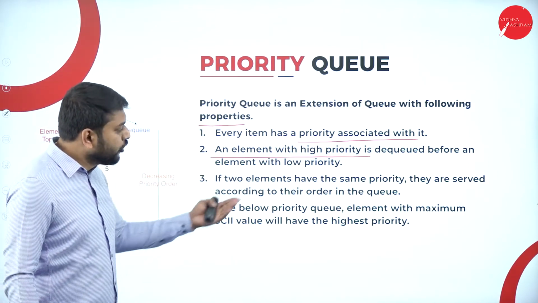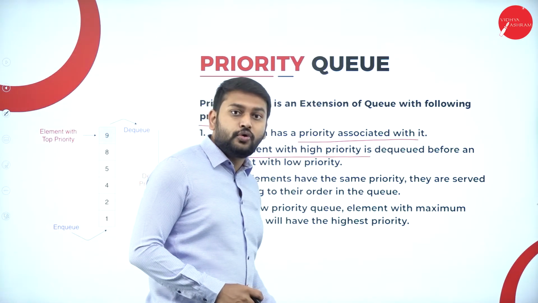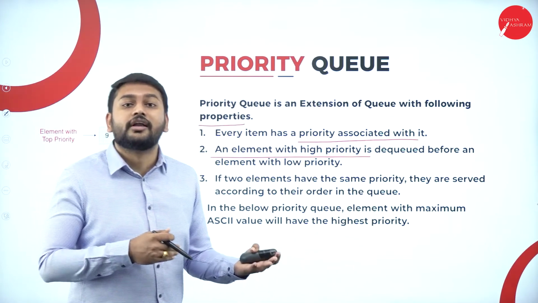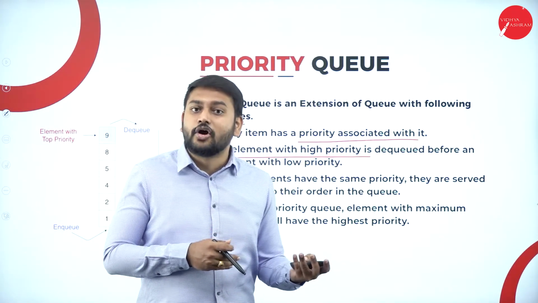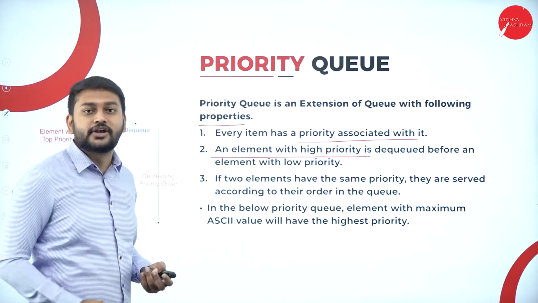Fine, if two elements have got the same priority, then what should I do, sir? At that time, it will take the order of who has come first. So I will remove that from the queue. That is the point that you need to remember.